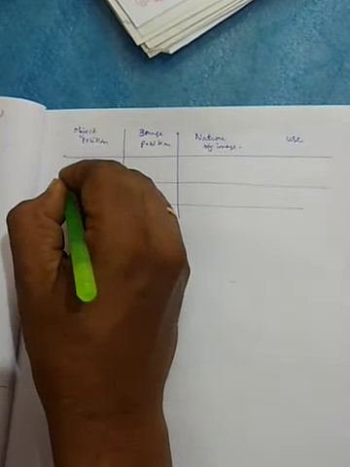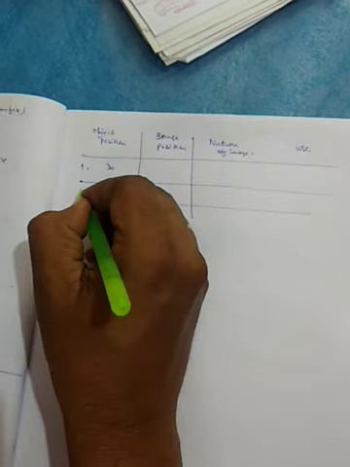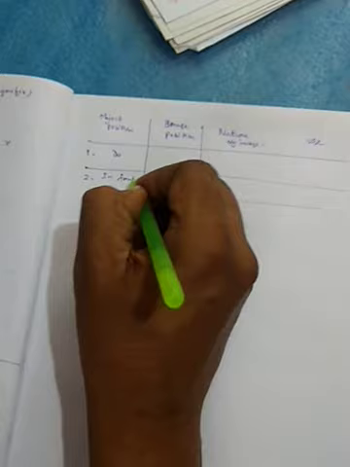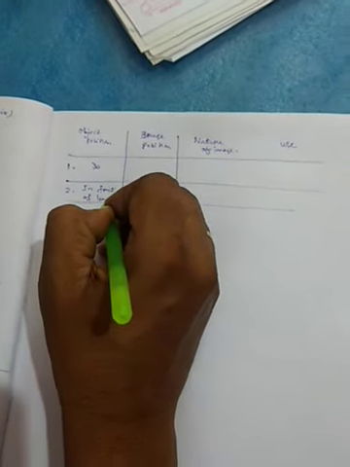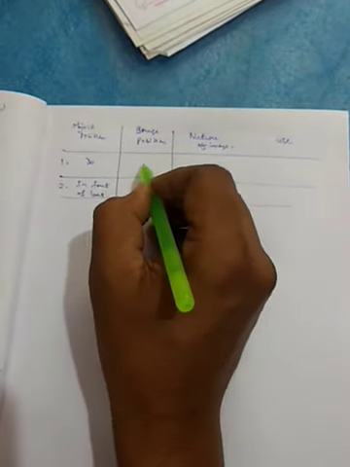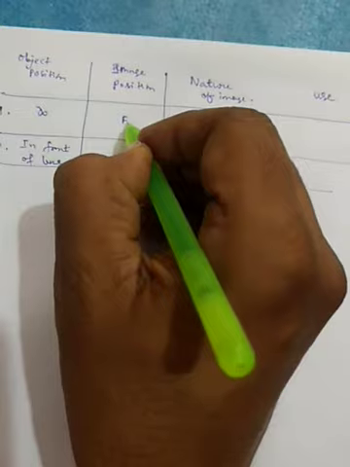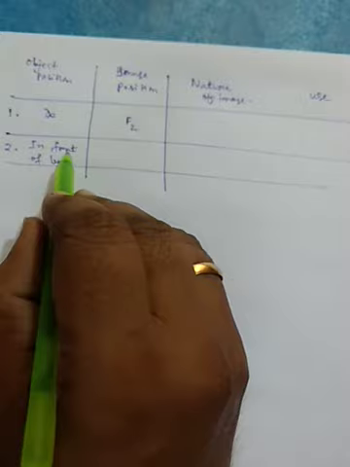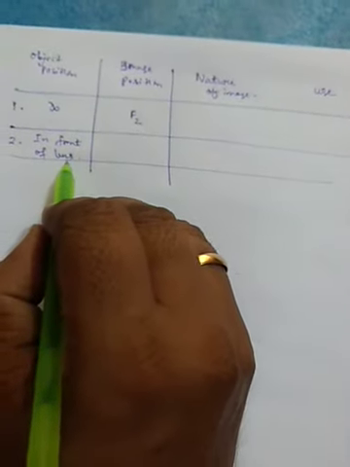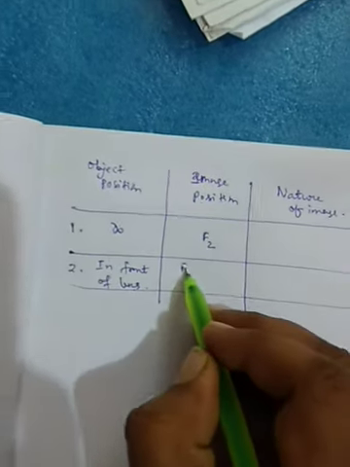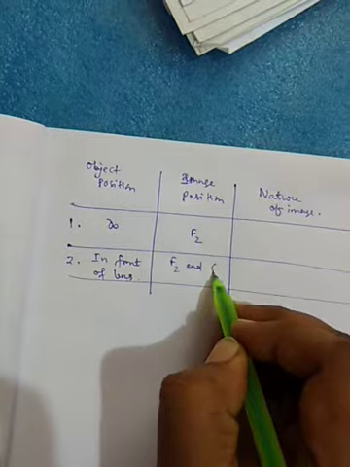Here only two possibilities are there. The first one is when the object is at infinity. Number 2 is in front of the lens. In the previous case I told you that if the object is at infinity then the image is at the focus. Here focus means second focus. So the image will be formed at F2 if the object is at infinity. When it is in front of the lens, the image will be formed between the focus and the optic center.